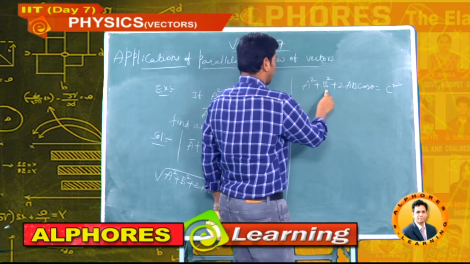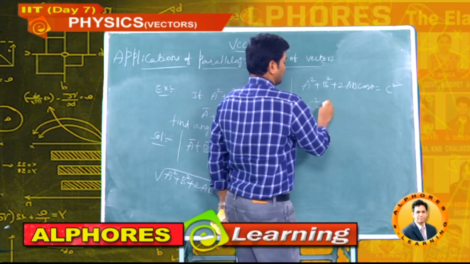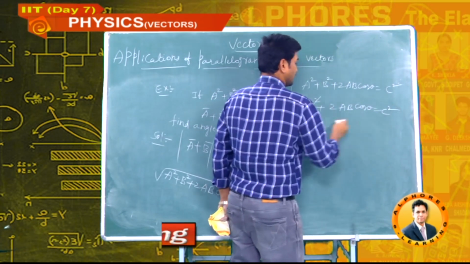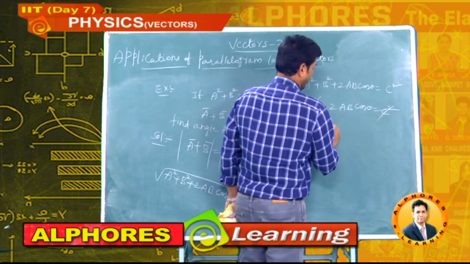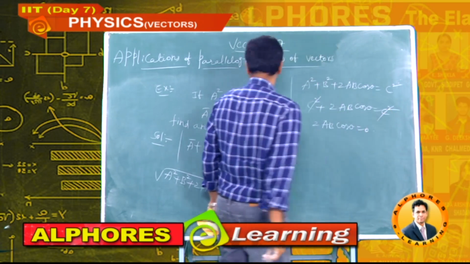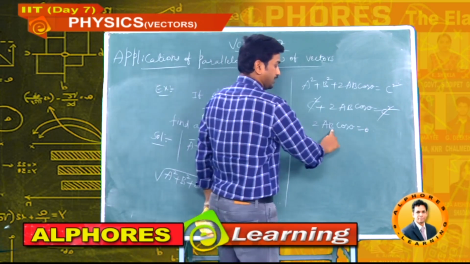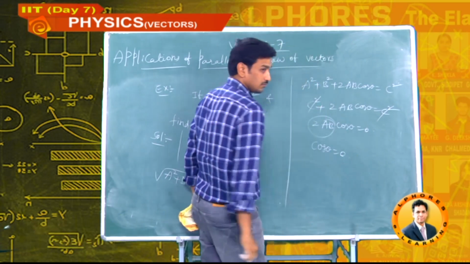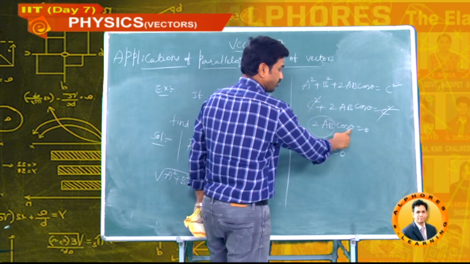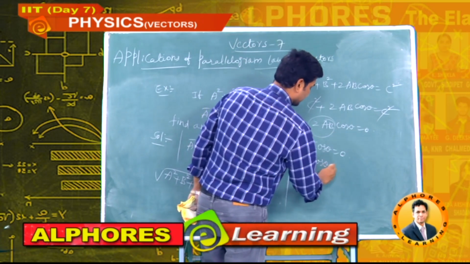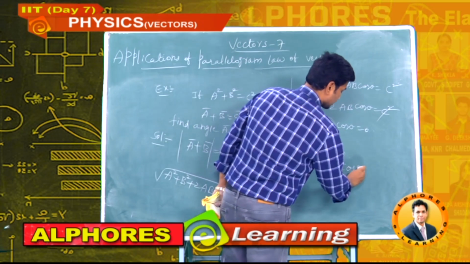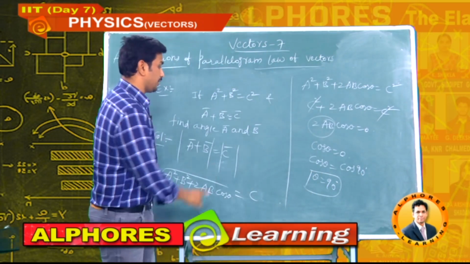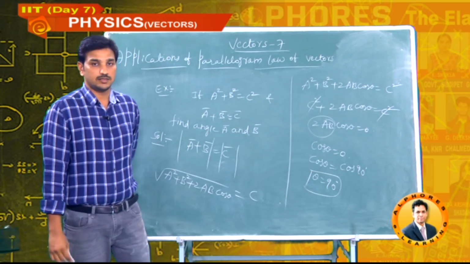Now A square plus B square value is given in the question as C square, plus 2AB cos theta is equal to C square. C square cancels out. 2AB cos theta is equal to 0. Now A is non-zero, B is non-zero. So who is going to be 0? Cos theta value is 0. Cos theta equal to 0 is cos 90 degrees. Now theta value is 90 degrees. Now theta is the angle between A bar and B bar. I think you got the clarity.